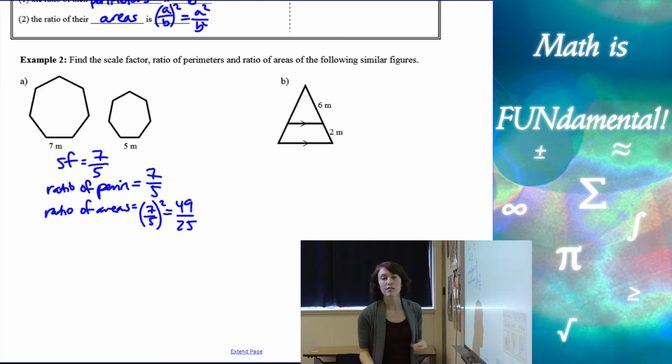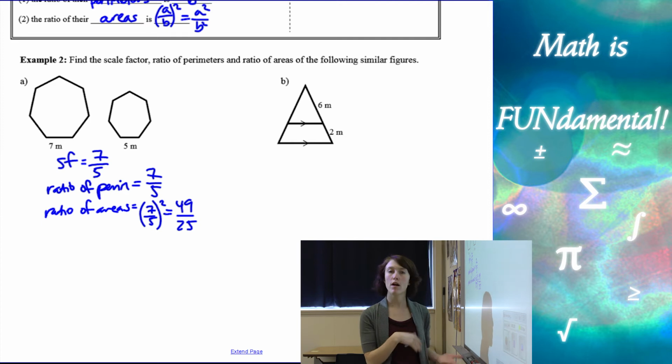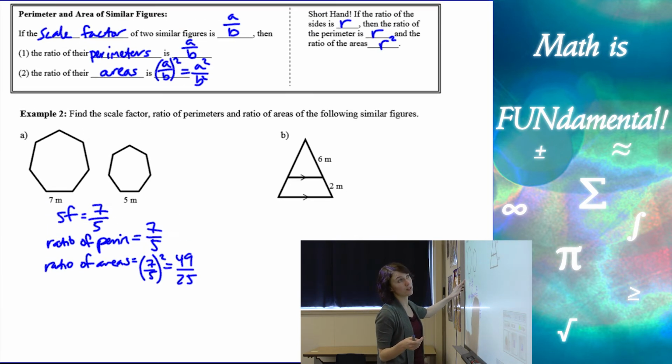So we can use those. If we know the area or perimeter of one of them, we can use that ratio to find the area of the other one. We'll see an example in just a minute.